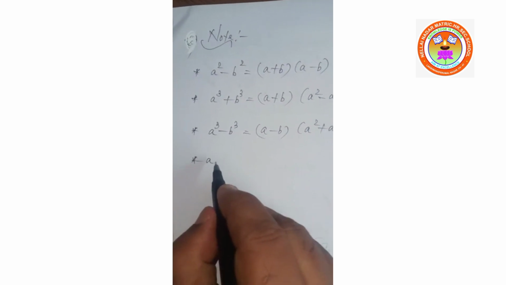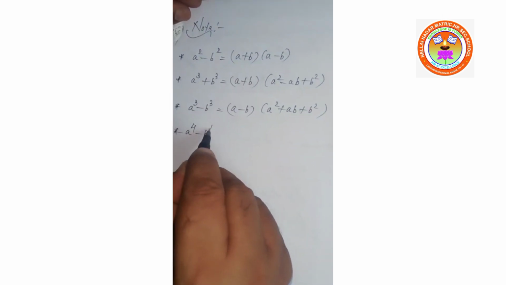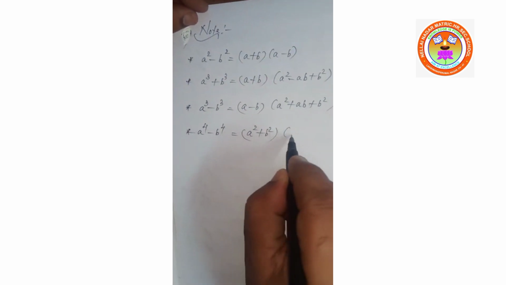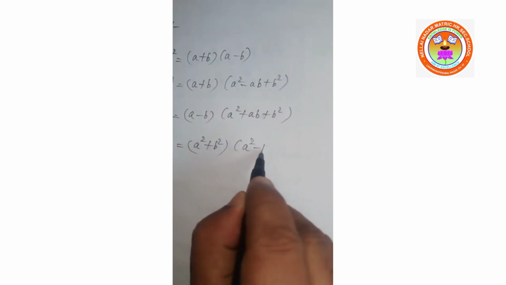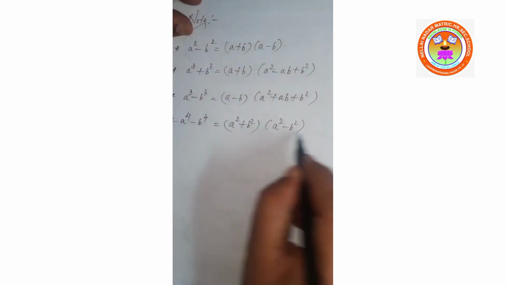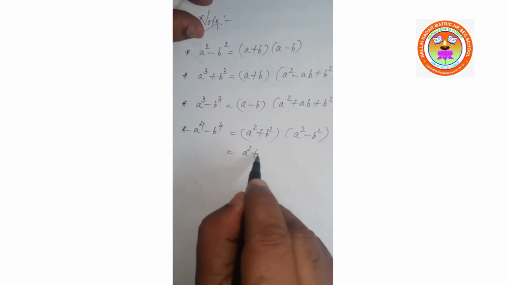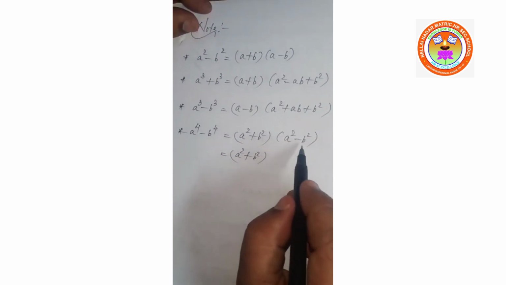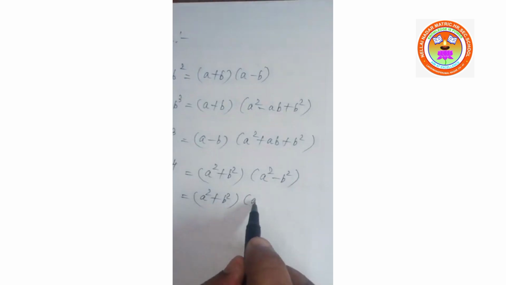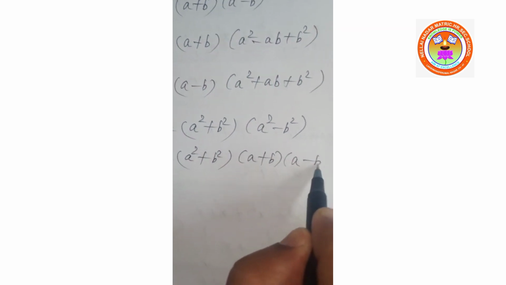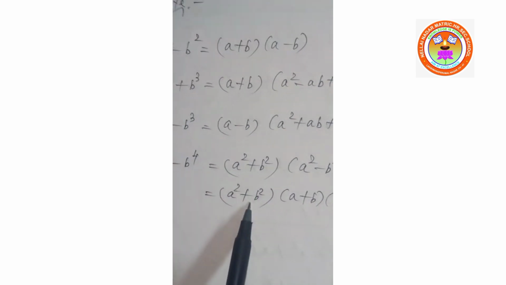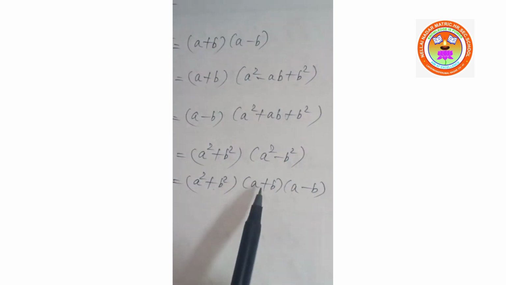Fourth one, a power 4 minus b power 4, that is equal to a square plus b squared into a squared minus b squared. This itself can be written as a square plus b squared as it is. A squared minus b squared, you can make use of this identity, a plus b into a minus b. So remember, whenever a square plus b squared, you have to write as it is. If it is a square minus b square, there is identity a plus b into a minus b. It's a very important identity.